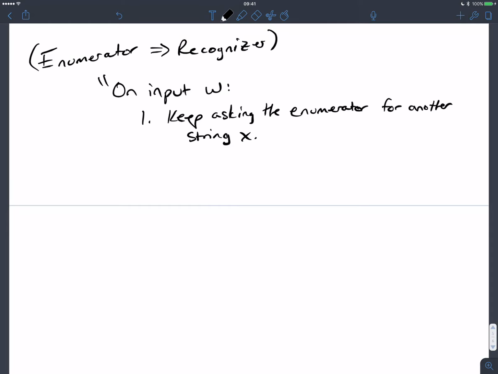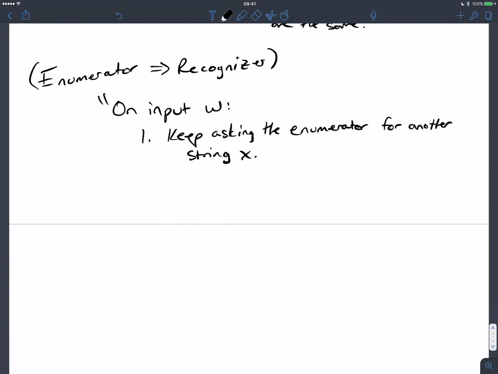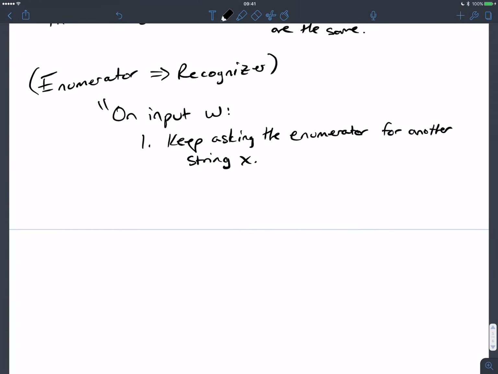Sorry, but how do we know that it's a finite amount of time that we accept an input W? I don't. This is just high level, so we're just thinking about it. But I know that asking for another string takes a finite amount of time, always. So if it is in the language, it will be printed sometime. I'm guaranteed that by the definition of enumerator. If it isn't in the language, it'll never be printed, and so this machine will run forever. But that's okay because it's a recognizer.